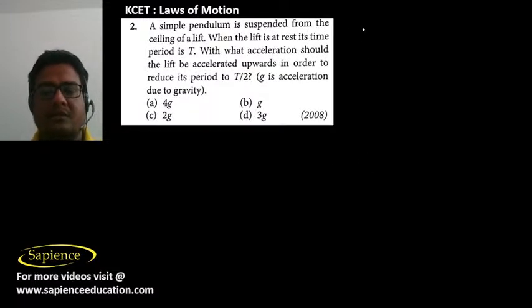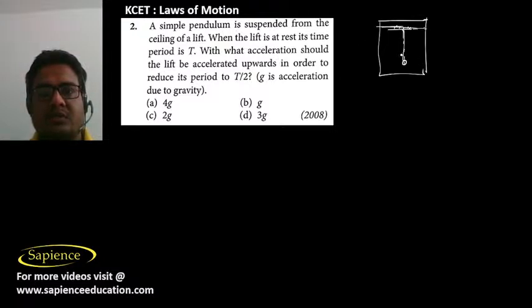And then in question 2, it is told a simple pendulum is suspended from the ceiling of a lift. One lift is there, and from the ceiling it has been suspended. When the lift is at rest, its time period is T. With what acceleration should the lift be accelerated upwards in order to reduce its time period to T by 2?